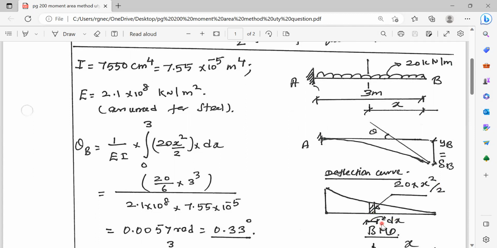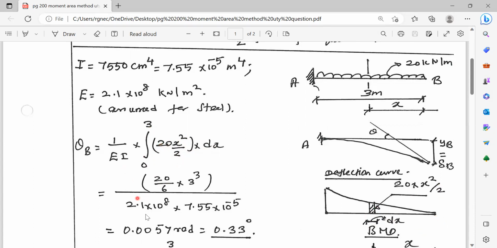Let us consider an elementary strip of small width dx. Now, area of the bending moment diagram: ordinate is 20 into x square by 2 into the width dx. This is the area of the bending moment diagram for the small elementary strip. For the full area, integrate between the limits 0 to 3. B is the origin, so 0 to 3.